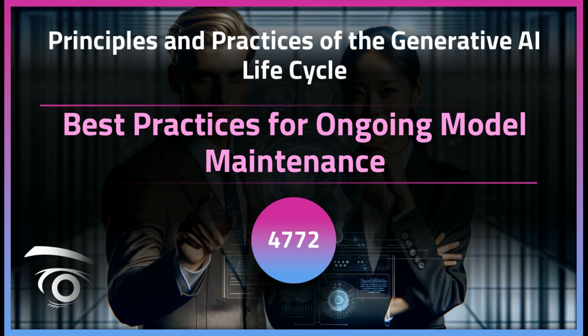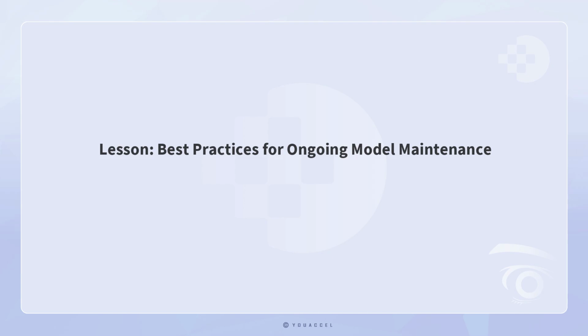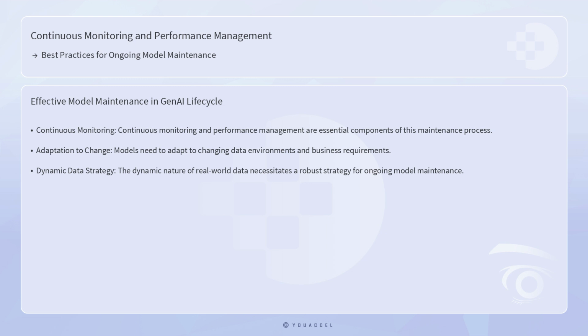Let's proceed with the lesson. Lesson: Best Practices for Ongoing Model Maintenance. Effective model maintenance in the context of the GenAI lifecycle is crucial to ensure the longevity and accuracy of machine learning models. Continuous monitoring and performance management are essential components of this maintenance process, addressing the need for models to adapt to changing data environments and business requirements.